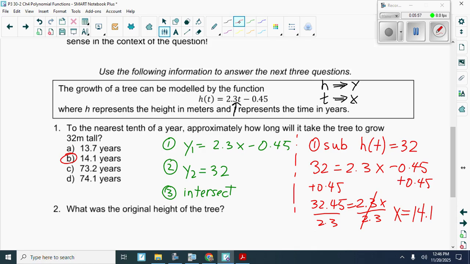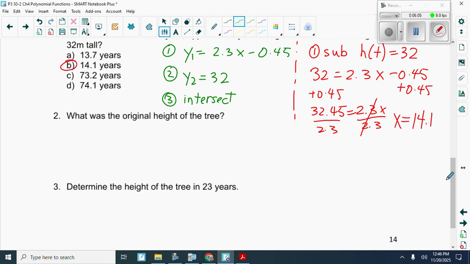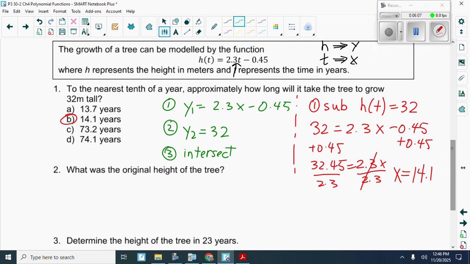So two methods. Now, what was the original height of the tree? When is the original height of the tree, at what time does that happen? 0. Okay. So if I say time is equal to 0 and I go back to my function, should we substitute? Or you could also do it on your calculator. You could say x equals 0 and get it, or you could do the substitution.